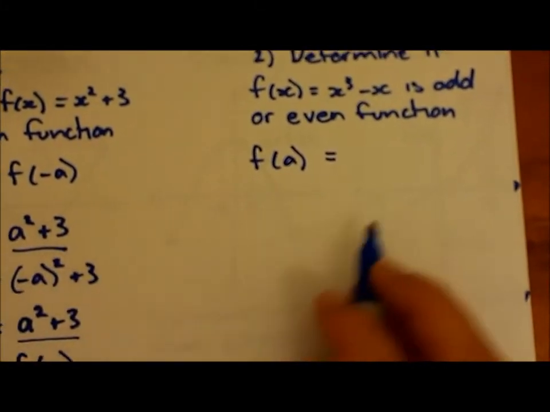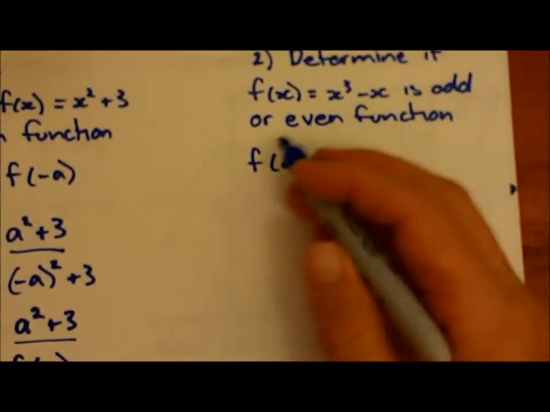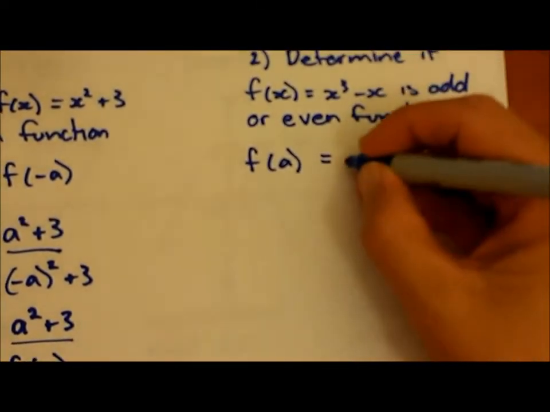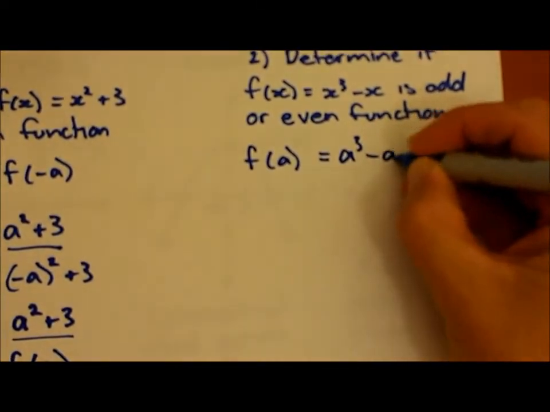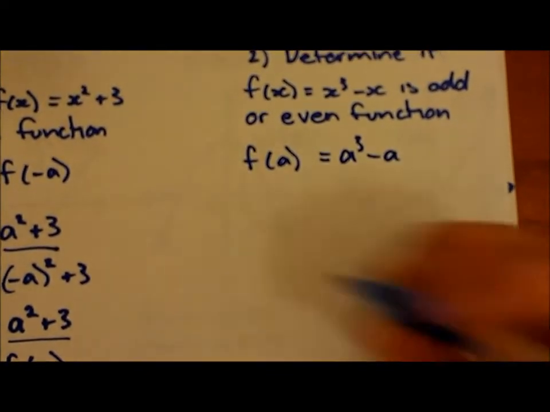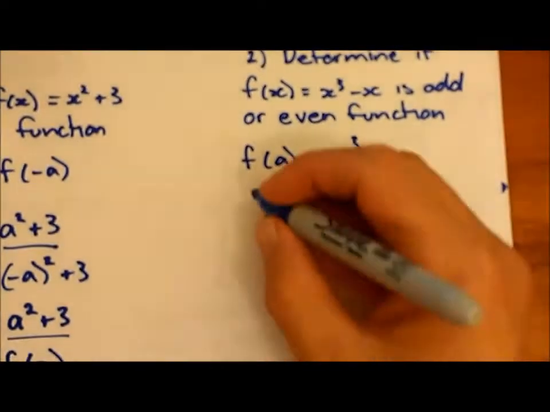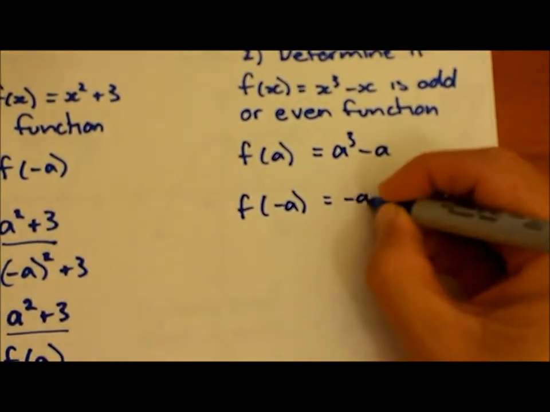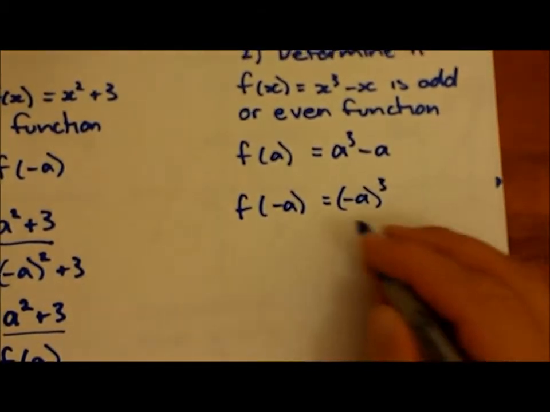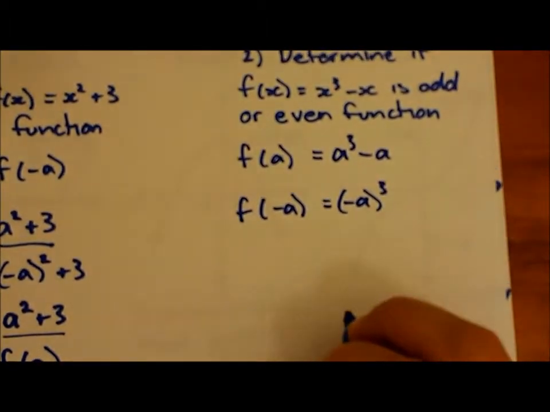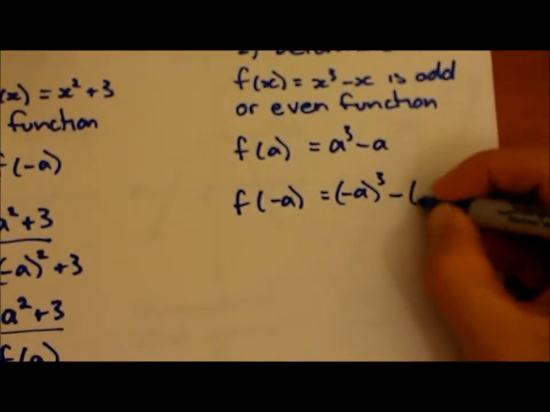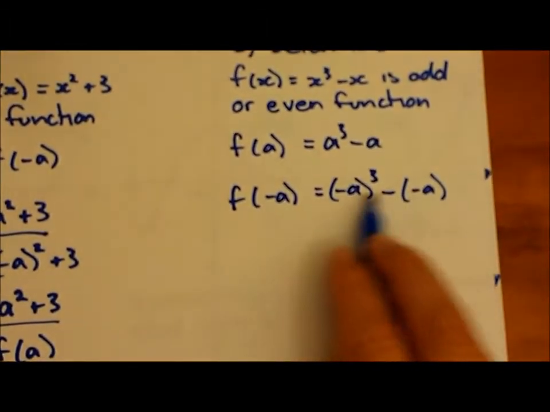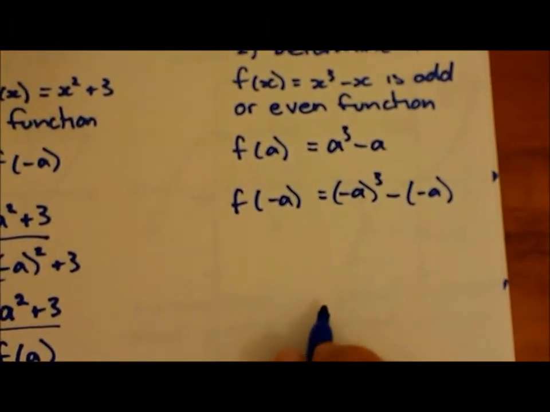This time I don't know what I have to prove. I have to say if it's odd or even. So I'm going to say function of a, wherever there's x, I put in a cubed minus a. Nothing further to do with that one, so I'll go function of negative a. I'll go that's negative a, and again, put in brackets and cube the whole lot of it, the negative as well, minus negative a. So wherever there was an x, I put a negative a into the function.